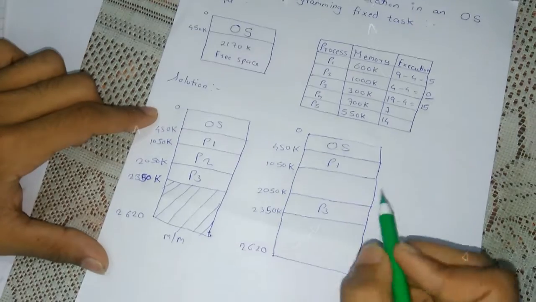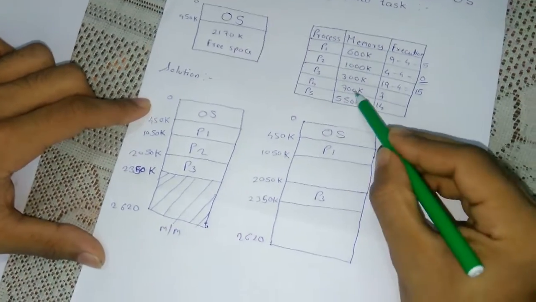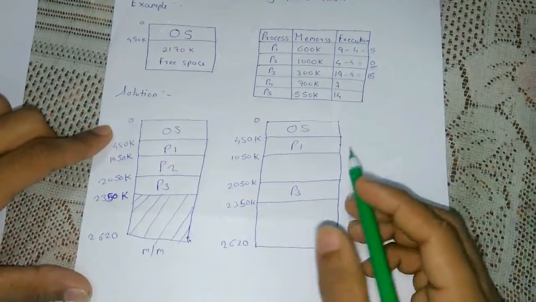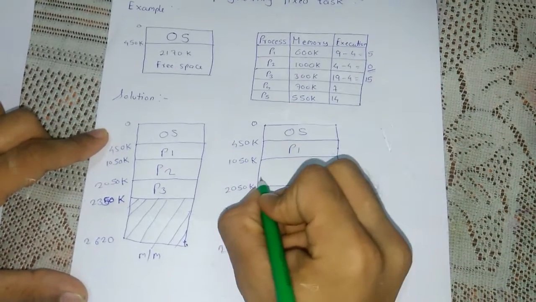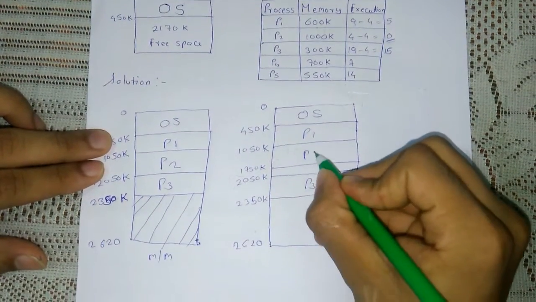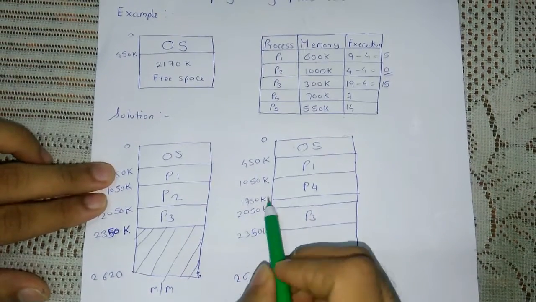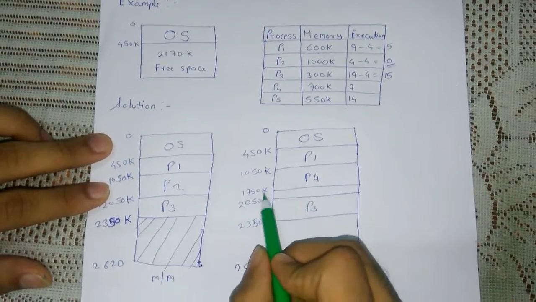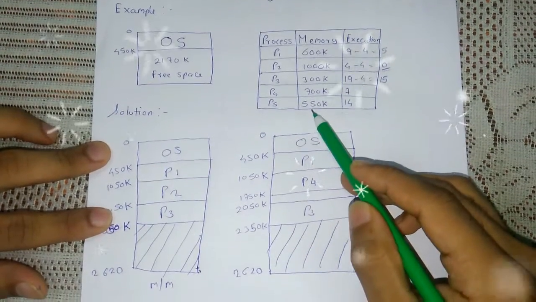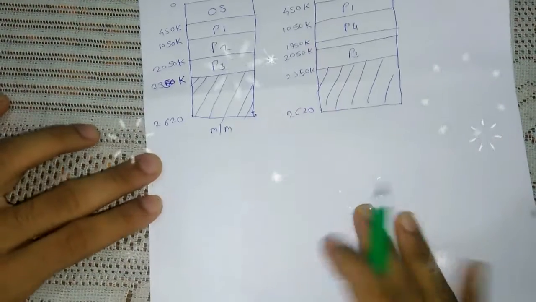In place of P2 we have to bring process P4. P4 requires 700 KB of memory for execution. So 1050 plus 700 KB gives 1750. Here our process P4 will reside. The memory allocated up to P4 is 1750, that is the addition of 1050 plus 700. But process P5 is still remaining to be executed, so we have to swap out one more process. Draw the same chart once again.